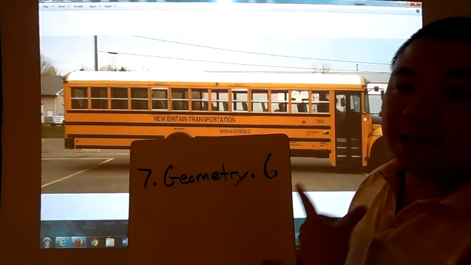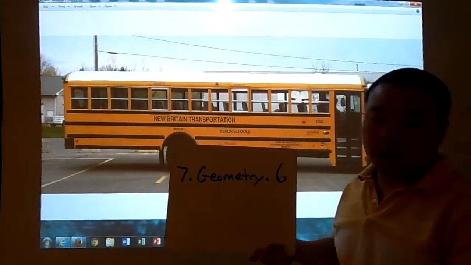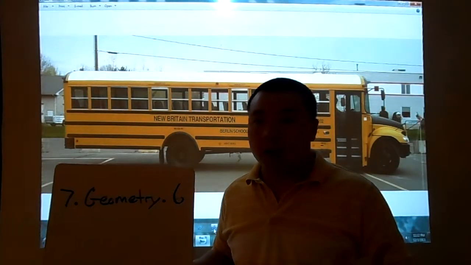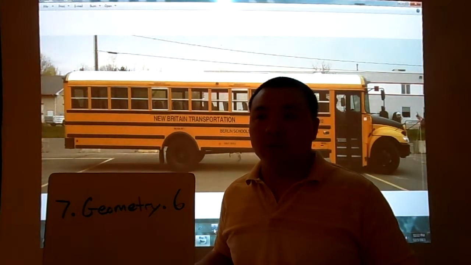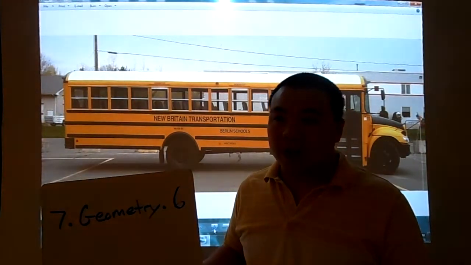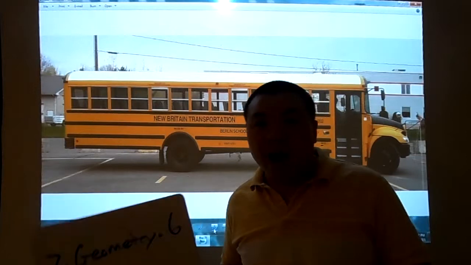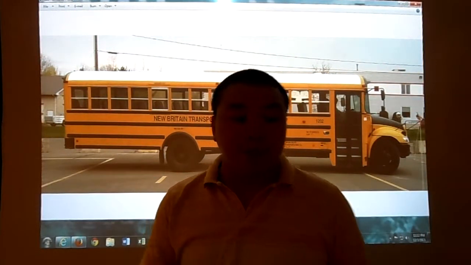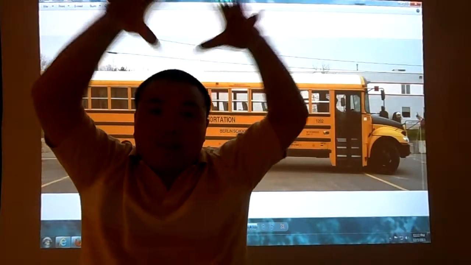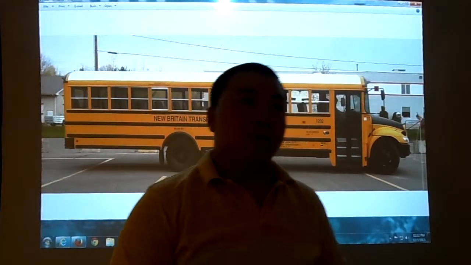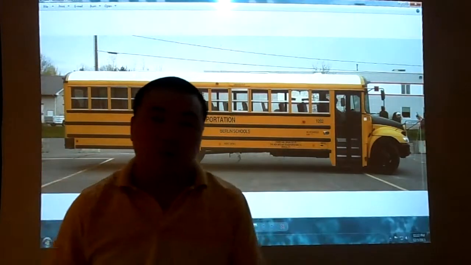This is for Standard 6 of 7th grade geometry: calculating area, surface area, and volume of polygons, rectangles, cubes, triangles, hexagons, pentagons. A good way to teach this lesson is to take that information and relate it to something in the real world. Something as simple as a classroom.